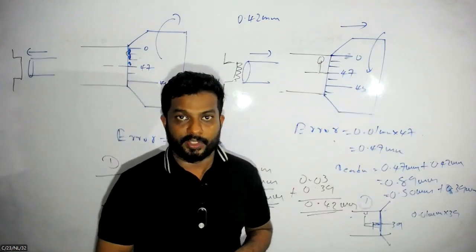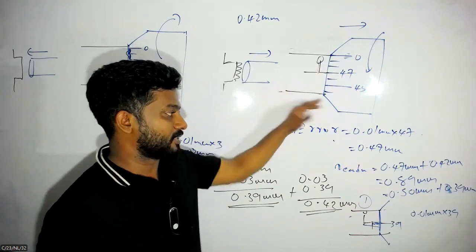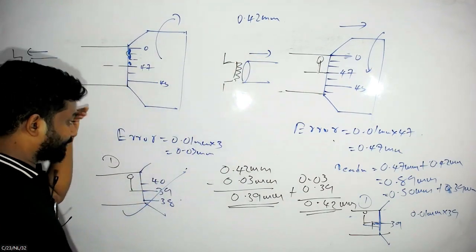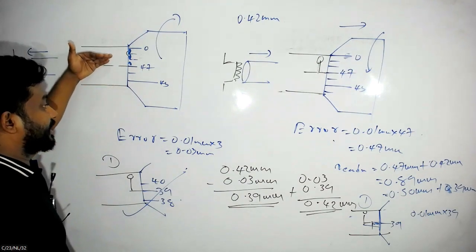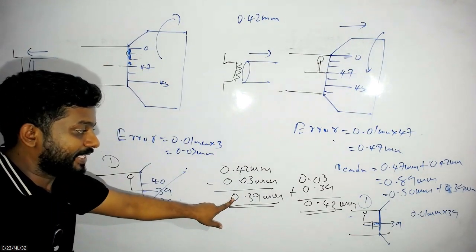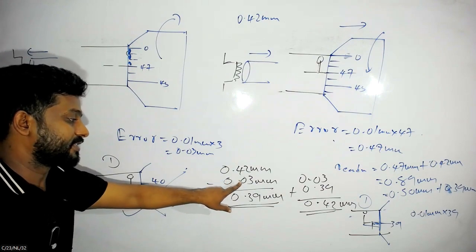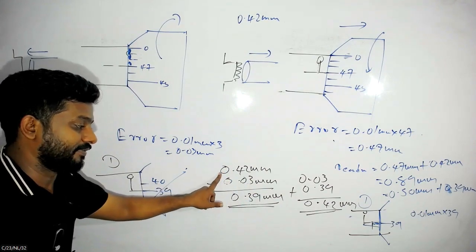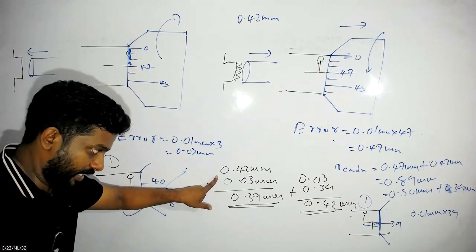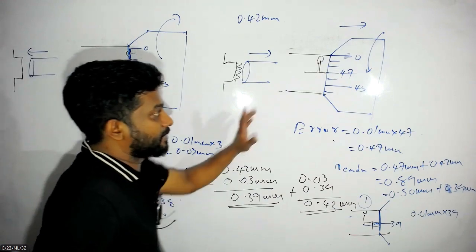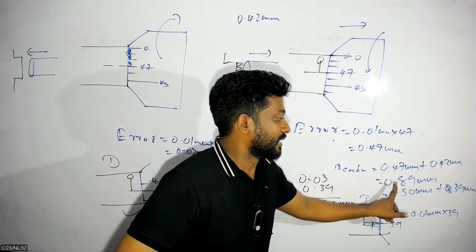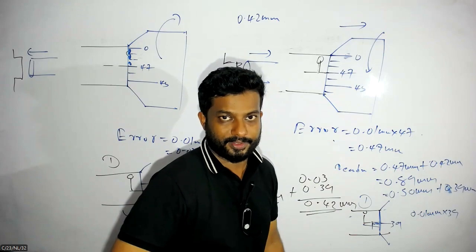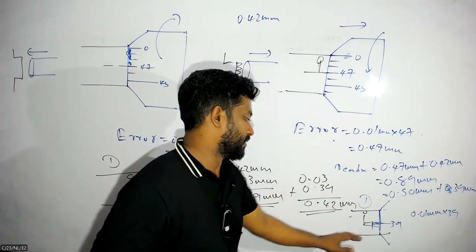But in my question, you need to consider both negative and positive zero error, right? And they have given the corrected value. You should know if there is a negative zero error, your reading will be 0.03 millimeter less than the corrected value. That's why you have to deduct this. And if there is a positive zero error, your reading will be 0.47 millimeter greater than the real value. Correct? These are the two possibilities for the readings.